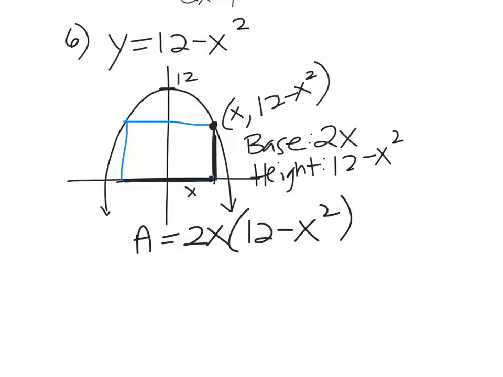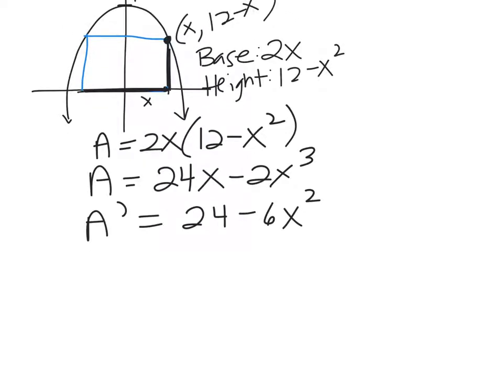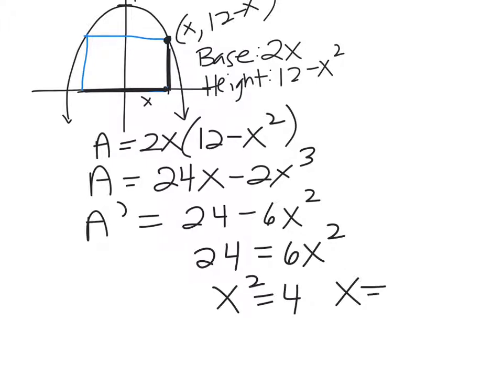So let's distribute the 2x, so I don't have to use product rule. So I get 24x minus 2x cubed. Take the derivative to get 24 minus 6x squared. That's going to be nice. Set that equal to 0 and solve. So we'll add the 6x squared. Divide by 6, x squared is 4, which makes x plus or minus 2. And of course, we're going to choose positive 2.